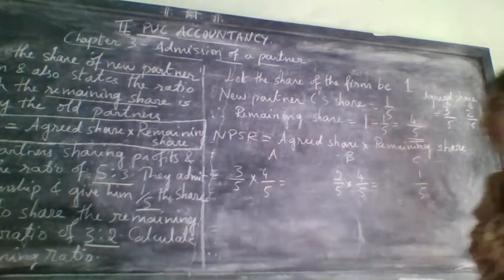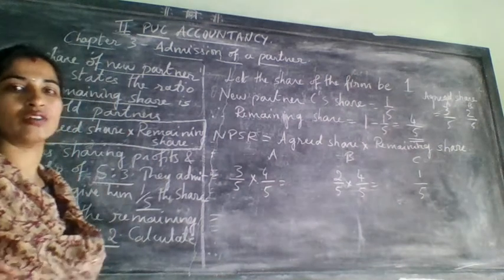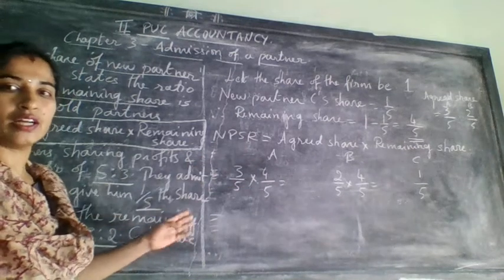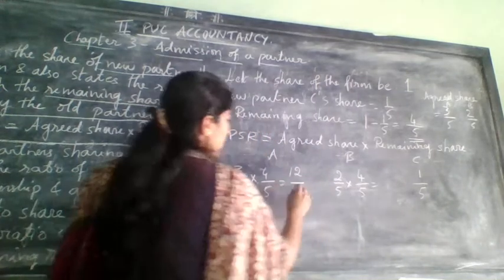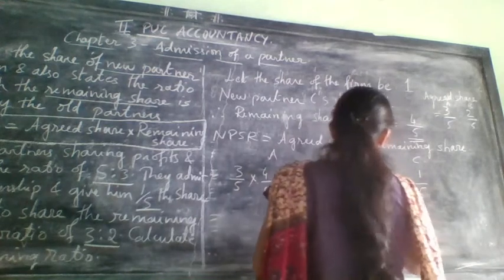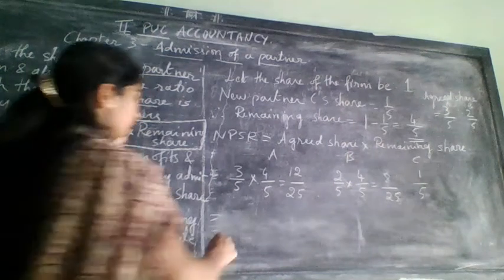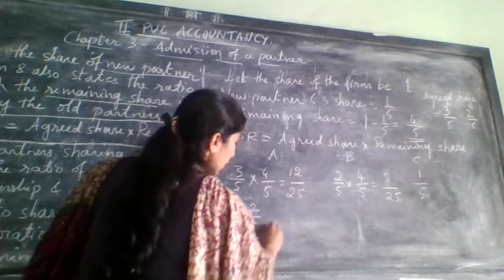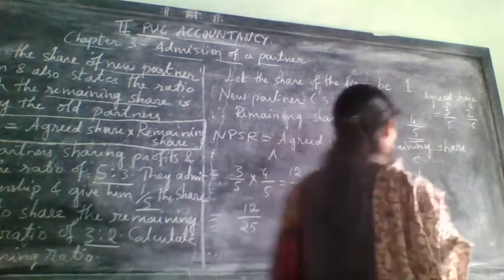Okay. Now get the answer. This is what we need to do here: multiplication, and not subtraction. So numerator into numerator, denominator into denominator. 3 4s are 12, 5 5s are 25. Here 2 4s are 8, 5 5s are 25. Let it be 1/5 like this only. Right, now the answer you got for A is 12/25 and for B you got 8/25.